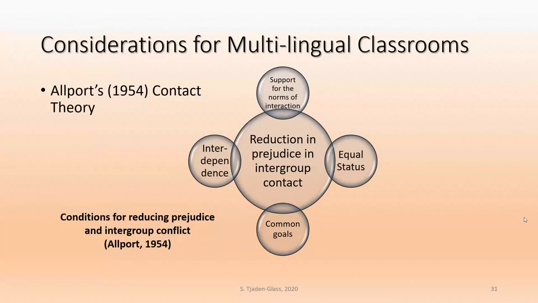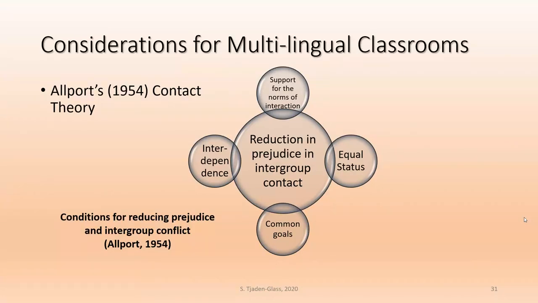For those of you who are teaching in multilingual classrooms, I'd like to point out Allport's contact theory gives us some great ideas about how to structure assignments, projects, and group work that brings students together. So Allport in his research finds 4 different conditions that are needed to reduce prejudice and intergroup conflict. And this isn't just for education. I mean, this is just for working together with other people.